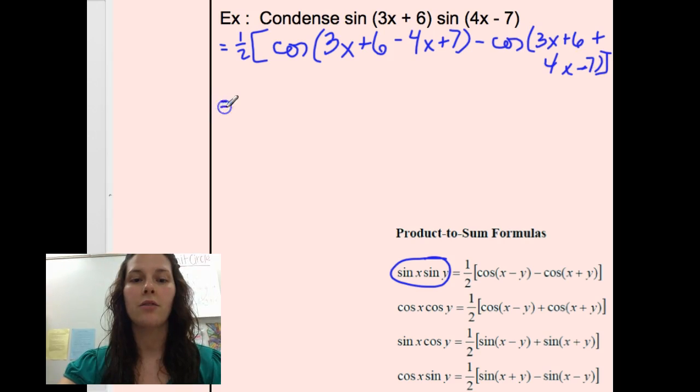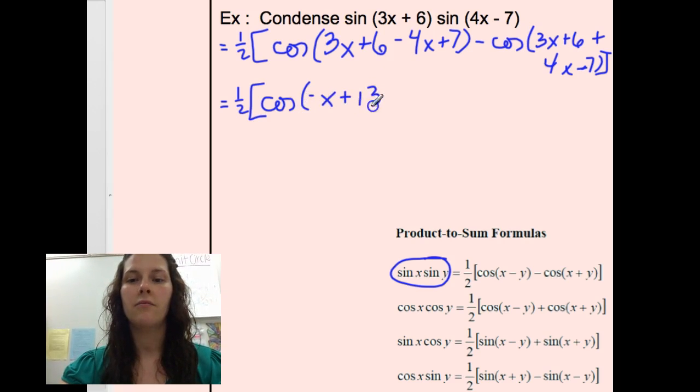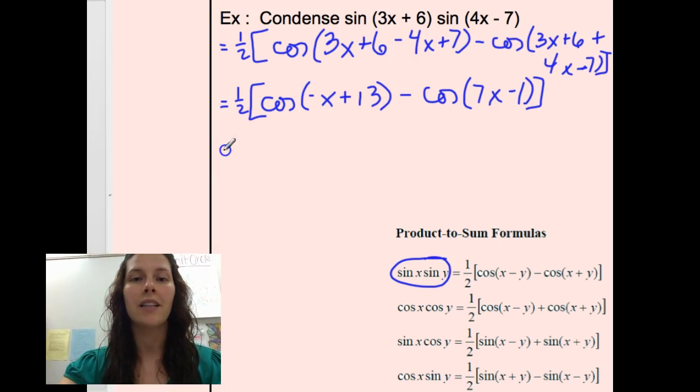Starting by combining those like terms inside each of my cosines. First one, I have negative x plus 13. And our second one, we have 7x minus 1. The last thing we can do, because obviously we can't evaluate exactly, we don't know what x is, distribute that 1/2.